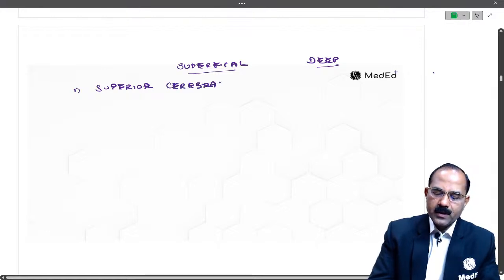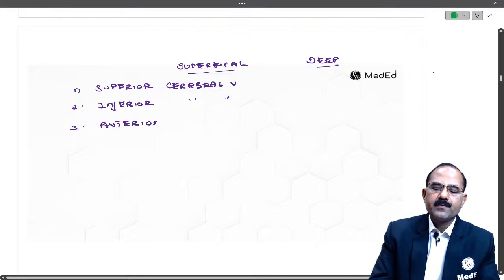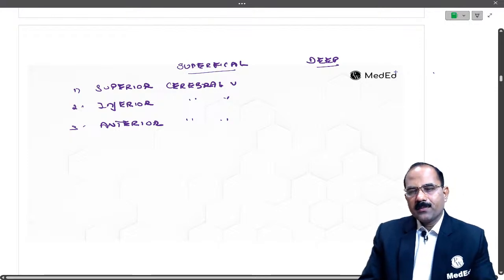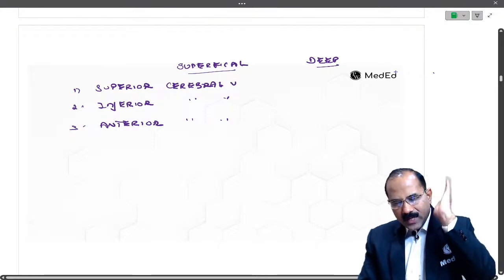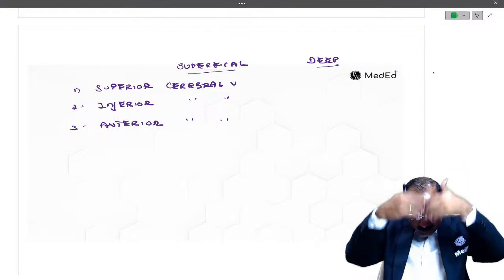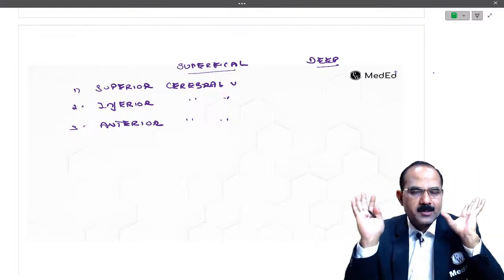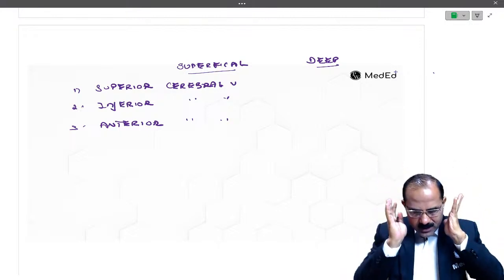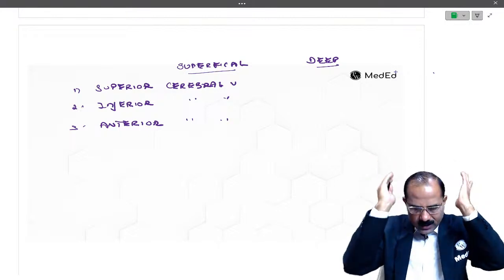Just remember the superior cerebral vein. Second, inferior cerebral vein. The superior cerebral vein will be present on which surface? Supralateral surface. And this superior cerebral vein drains into which sinus? Superior sagittal sinus. So superior cerebral veins drain the supralateral surface and they open into the superior sagittal sinus.